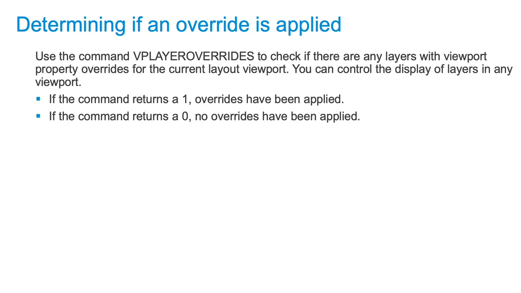You can use VP layer overrides to determine if any layer overrides have been applied in a drawing or a viewport. If the command returns a 1, overrides have been applied. If the command returns a 0, no overrides have been applied.